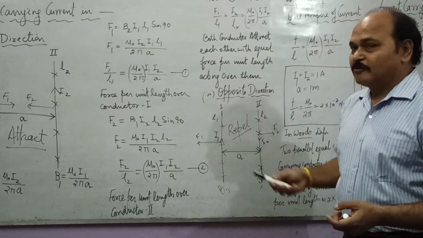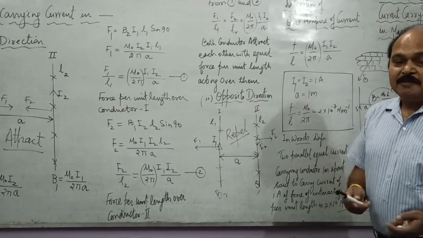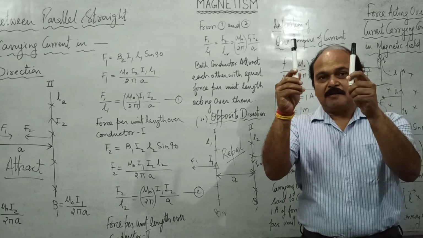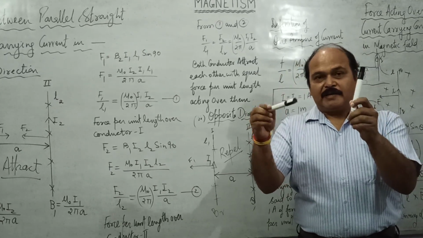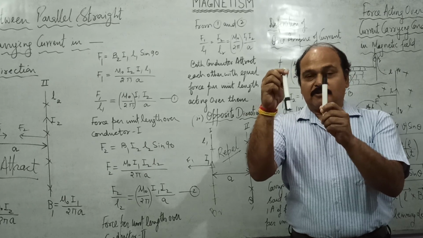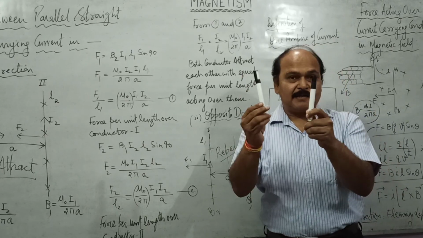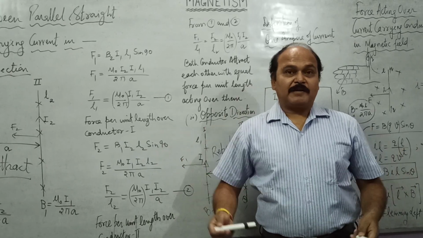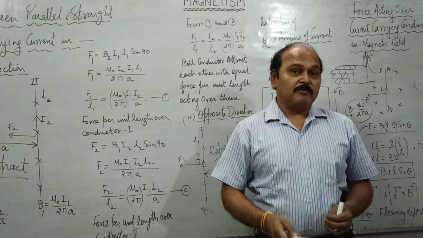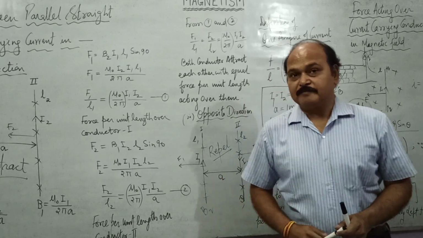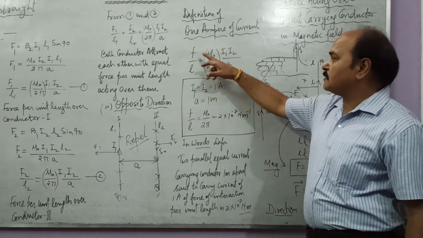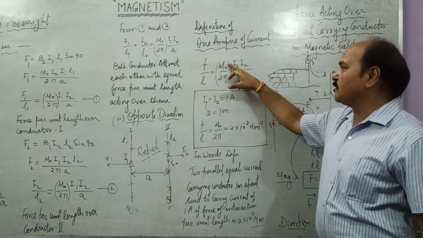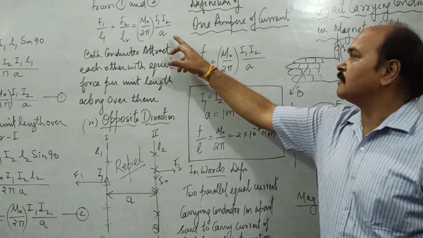So what is the overall conclusion? Two current carrying conductors parallel to each other, if they carry current in the same direction, attract each other, and if they carry current in the opposite direction, they repel each other. And this force of attraction or repulsion has equal value per unit length acting over them. So the force per unit length, F upon L, is mu naught upon 2 pi, I1 I2 by A.